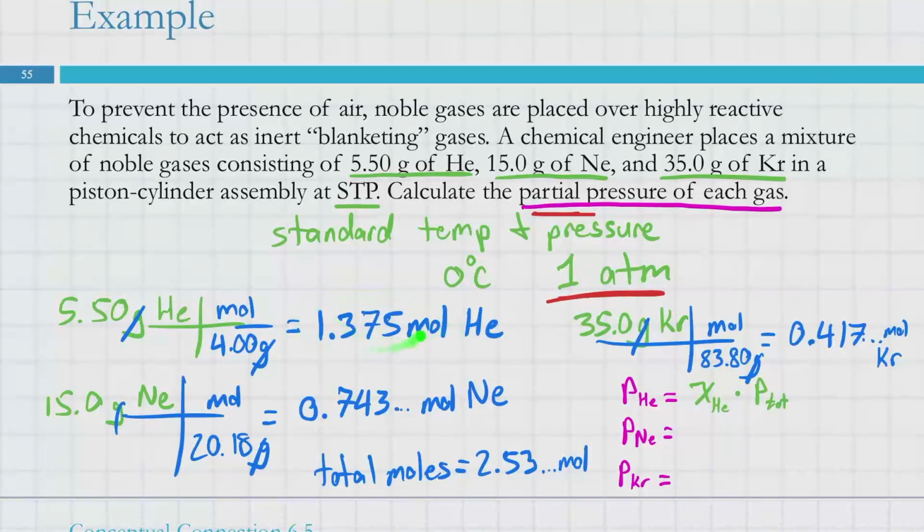So that's going to be the moles of helium divided by the total number of moles. So that's 1.375 over 2.53 times 1. So our partial pressure of helium is 0.542 atm. And the process would be the same for the other ones.